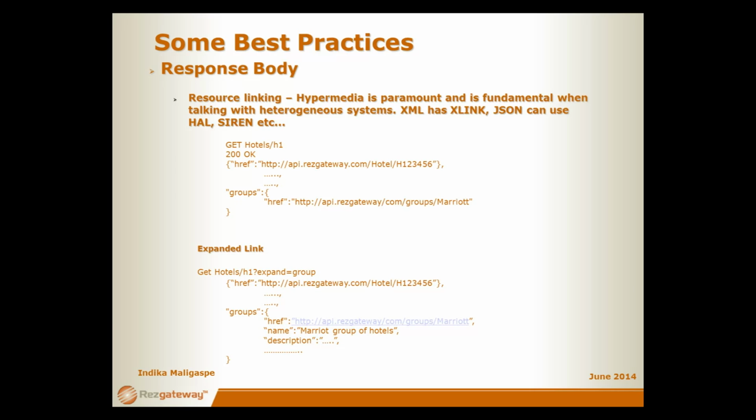So to handle this, if you're using an XML service, you have XLink. If you're using a JSON service, you can use things like HAL or Siren. But the problem is, what we have seen is these are very verbose. That means when you use these APIs, your response becomes bloated.